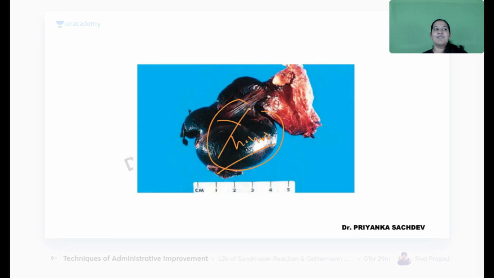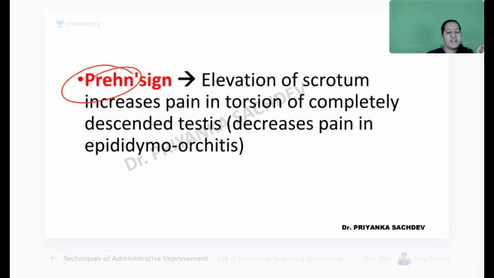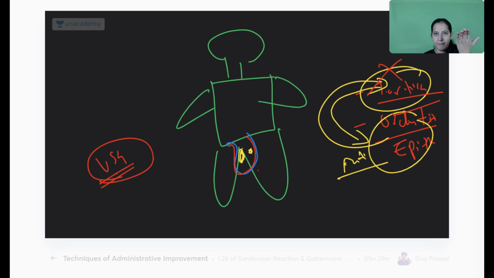So there are some clinical signs which distinguish the two. The first sign is known as Prehn sign. What you have to do is wear gloves, and on your palm just hold the scrotum upwards. Hold the scrotum upwards.